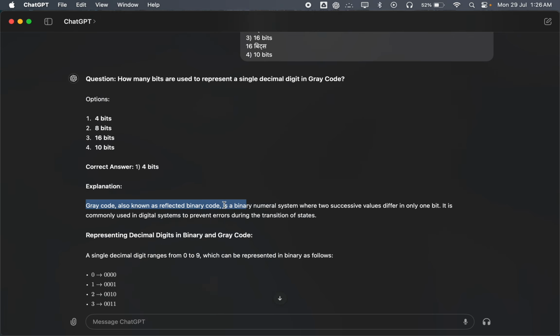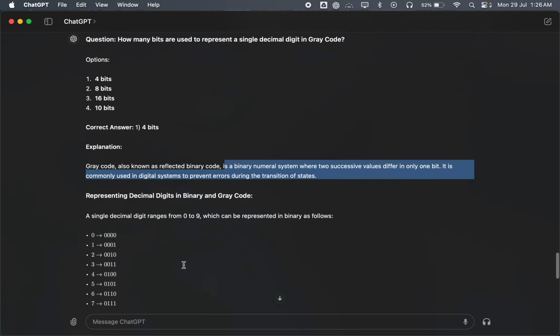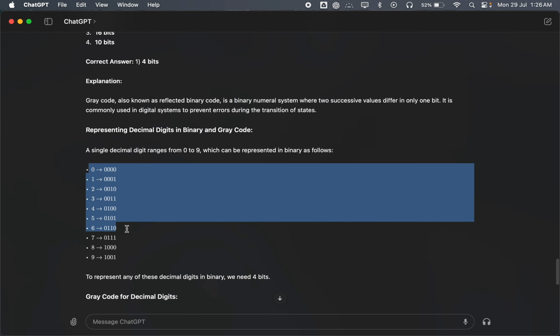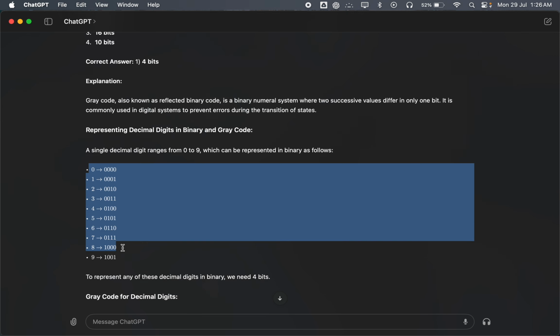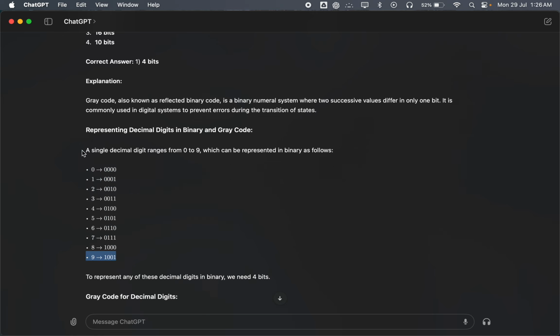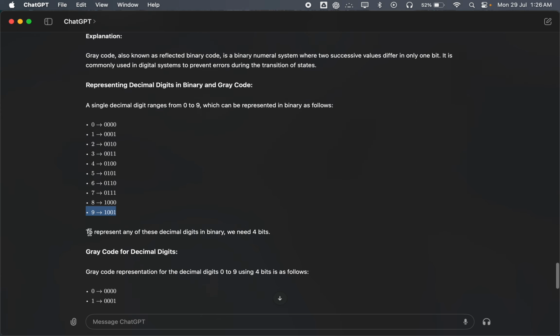Gray code, also known as reflected binary code, is a binary numeral system where two successive values differ in only 1 bit. It is commonly used when storing transitional states. So for 8 we need 4 bits, right? A single decimal digit is from 0 to 9, which can be represented in binary as follows. To represent any of the decimal digits in binary, we need 4 bits.